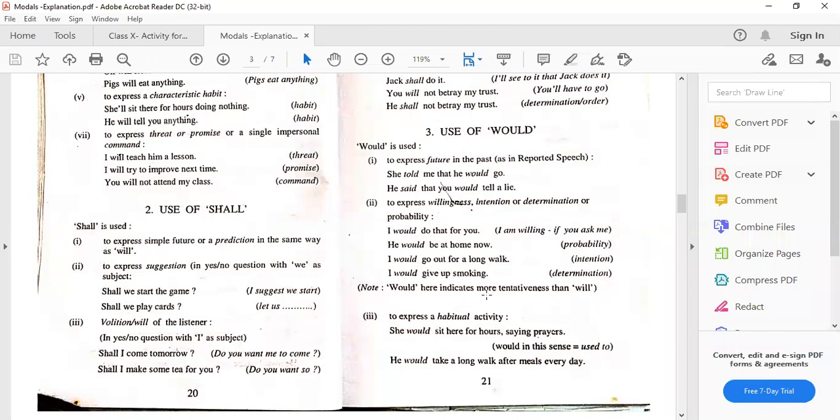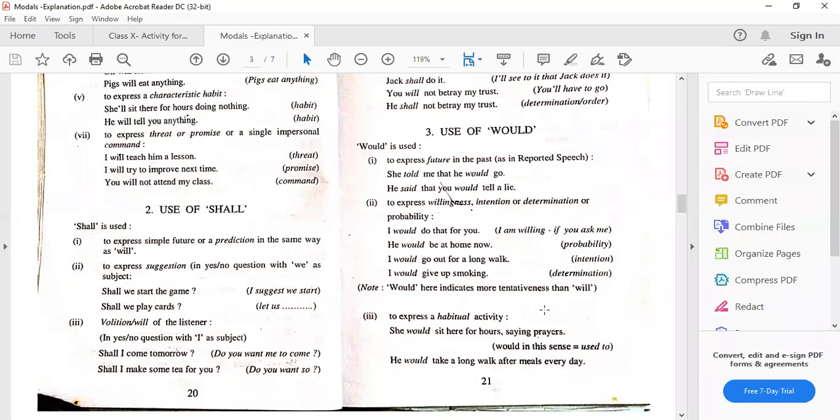Would here indicates more tentativeness than will. Please note down the difference. यही चीजें हम will के साथ भी कह सकते हैं. But we use would when there is more tentativeness. That means when the possibility is less. We are not sure about the thing. Possibility is less, then we use would. And when the possibility is more, we use will.